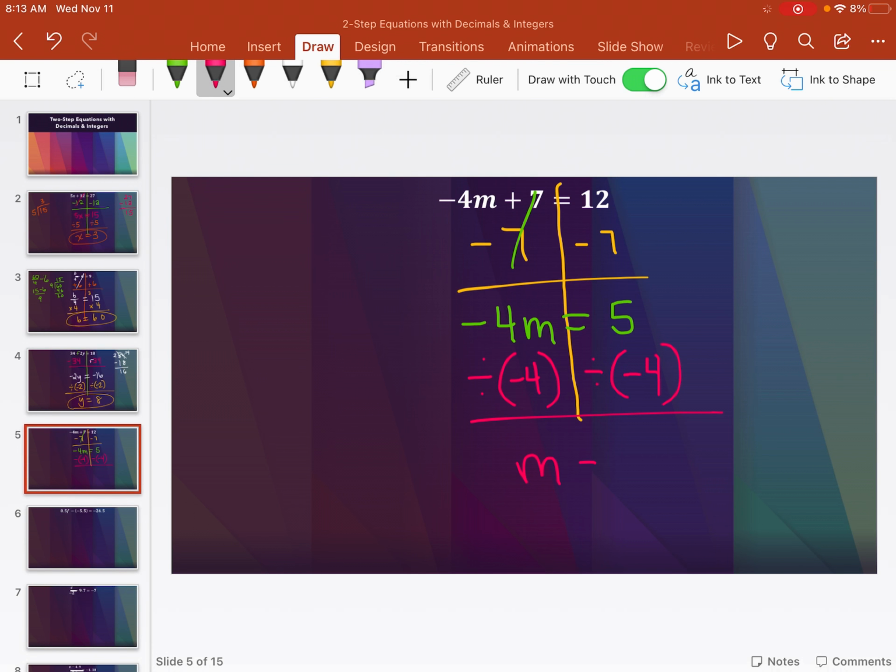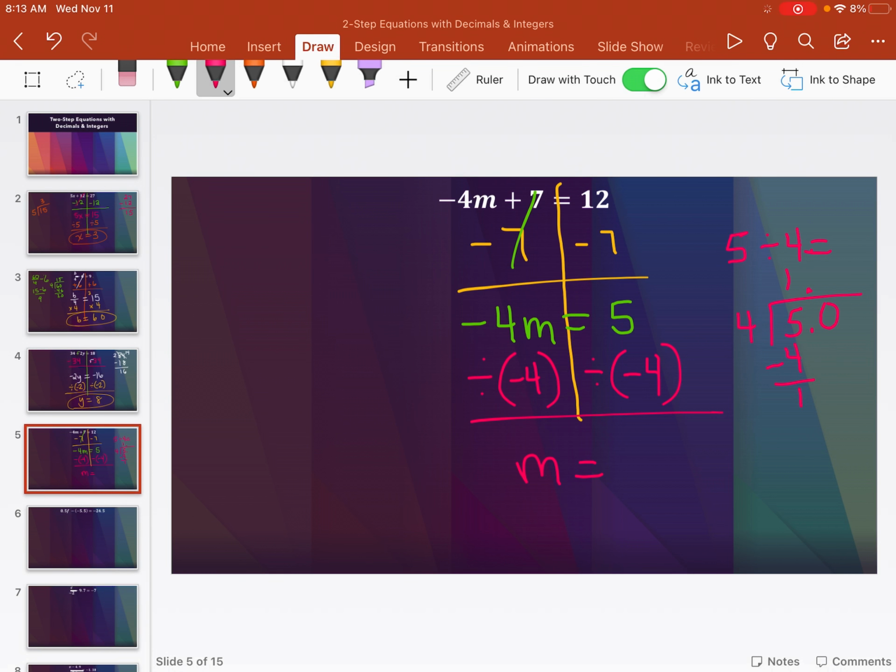I get m equals, and then I have 5 divided by 4. Two different ways I could do this. I could actually divide that, which I'll show you real quick. 5 divided by 4 goes in one time, 1 left over. I can leave it like that and, well, never mind. I'll show you that in a second.